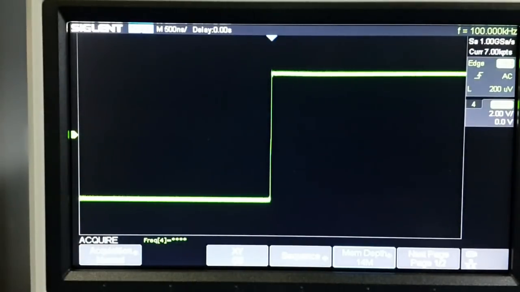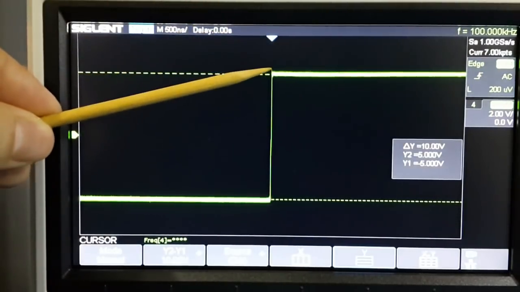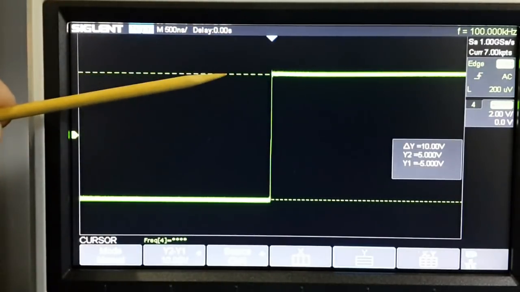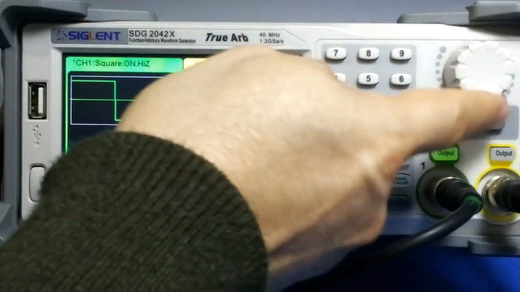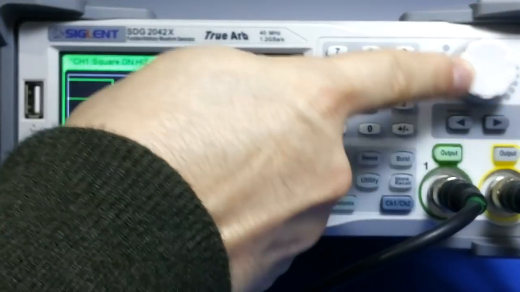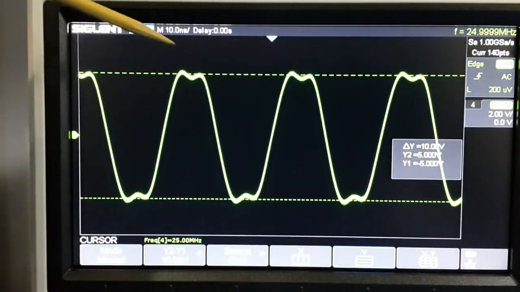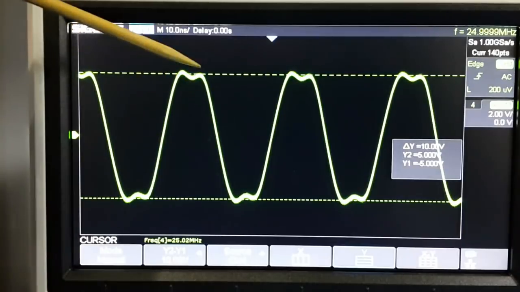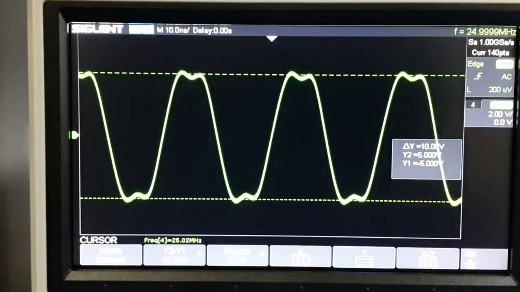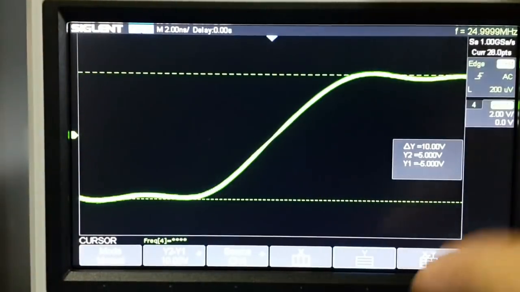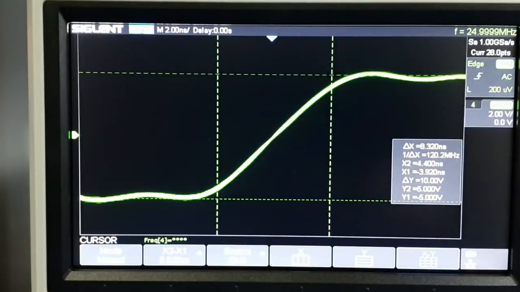Now the cursor. I don't care about this distortion because I will use the reference. If I need to make measurements, I will ignore this point or this upper point, and I will use only whatever touches my reference. In the specifications, it says the rising time for the square wave is 9 nanoseconds.